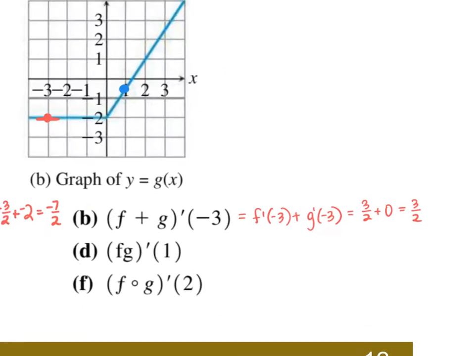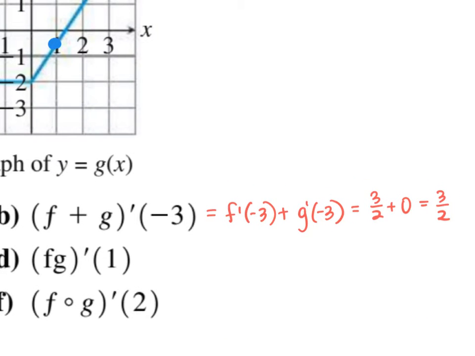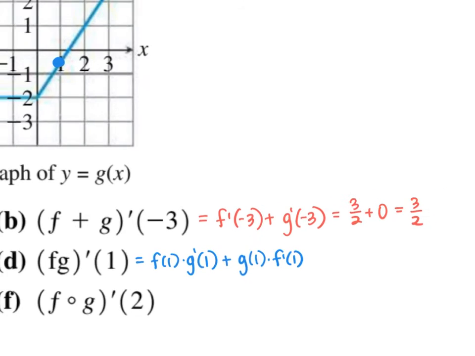However, fg prime is a whole different rule. You don't just do f prime of 1 times g prime of 1. That's not how the product rule works. In derivatives, we have to make sure that we're following the whole product rule. So that means we'll need f of 1 unchanged times g prime of 1. And then we'll need g of 1 times f prime of 1. That means we're taking a combination of the y value and the slope value.